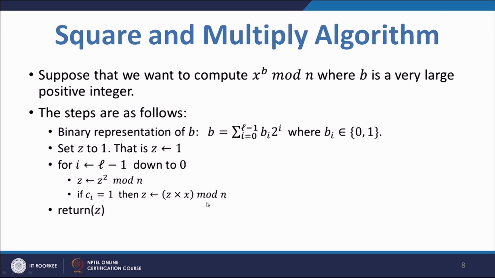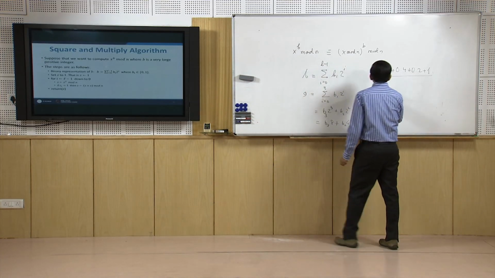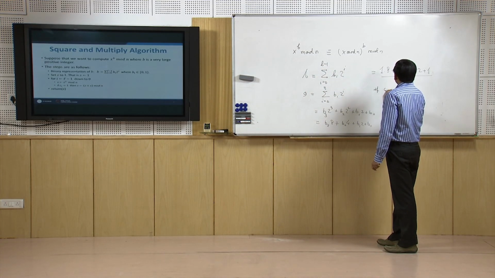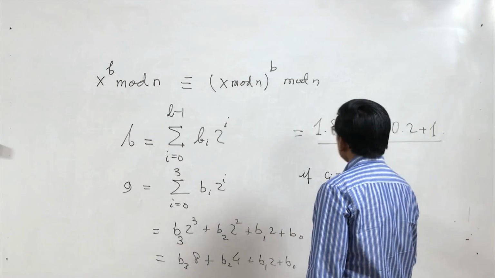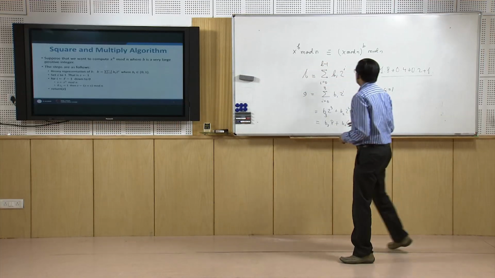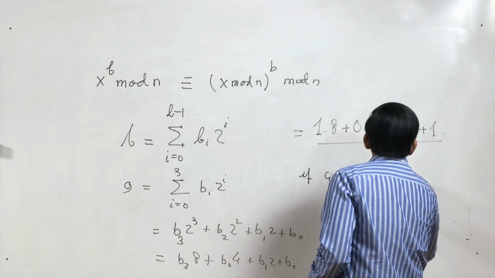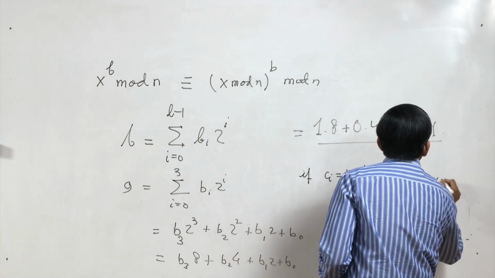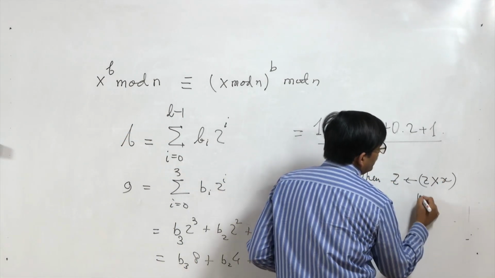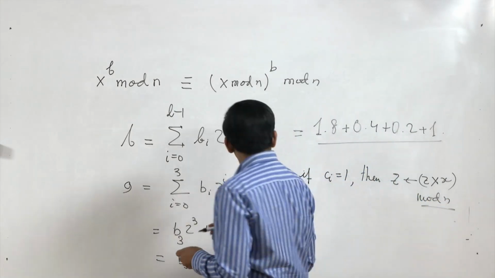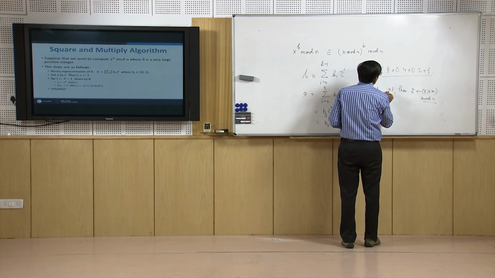So, we take modulo n, and after that we go here, and then we check this. Here there is a misprint. It's not Ci, but it's Bi. So, in that step it will be: if Bi is equal to 1, then z goes to z into x, and you can as well do mod n over there. I have said that you will keep on doing mod n. So, please remember that it is not Ci but Bi.